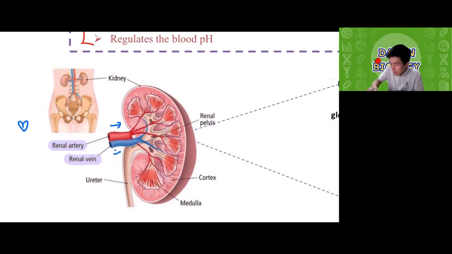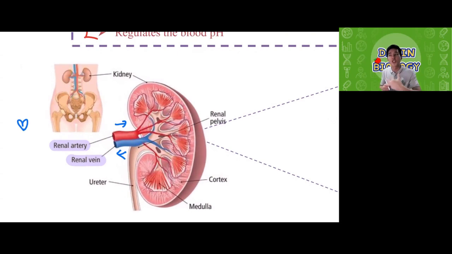Basically, as we always learn, artery carries oxygenated blood and nutrients to your body. But for this renal artery, of course, it's not just nutrients. There's also waste, your urea, mixed together already. So the nutrients and urea waste together go inside your kidney. Your kidney will see, okay, got nutrients, I take out; urea, put here. Basically, your kidney separates the waste and the nutrients from your blood.